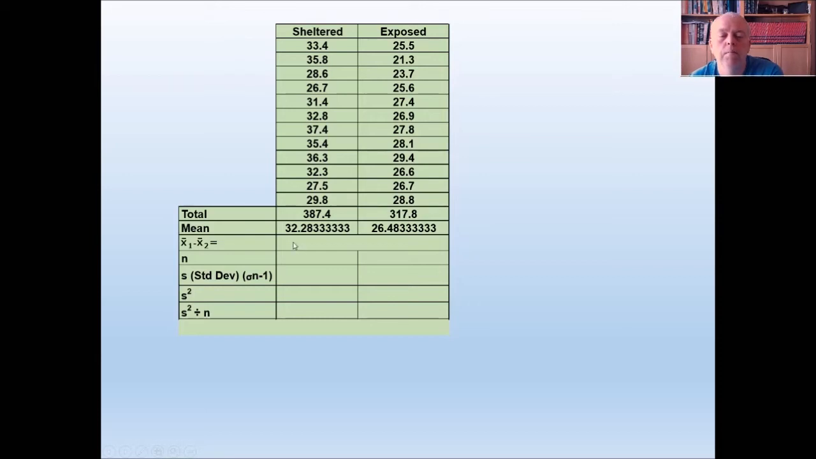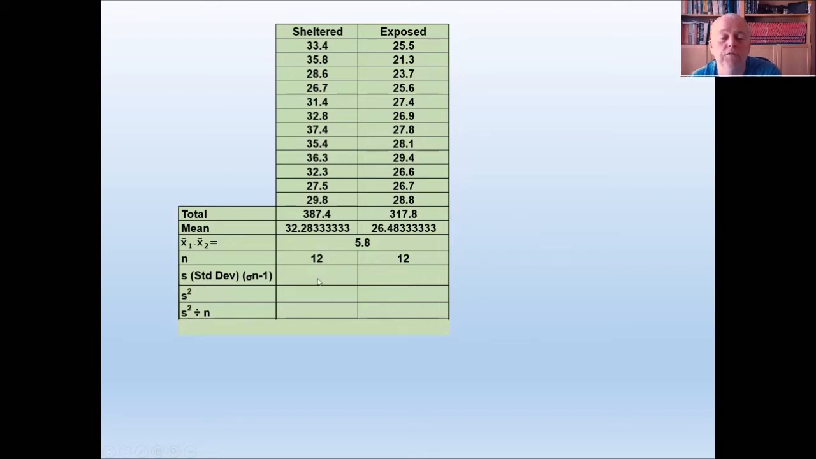Okay. Next step's fairly straightforward. So we want the difference between the two mean values. Okay, that comes out nice and easy, 5.8. We'll look at those two. N, you're just counting how many values there are. So there's 12 for each, so there's a total of 24 in the whole data set.